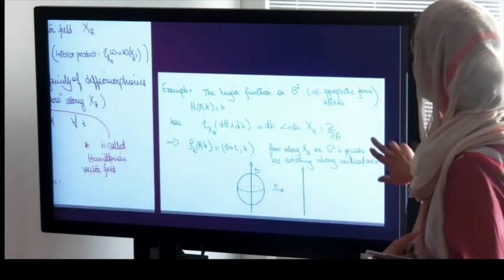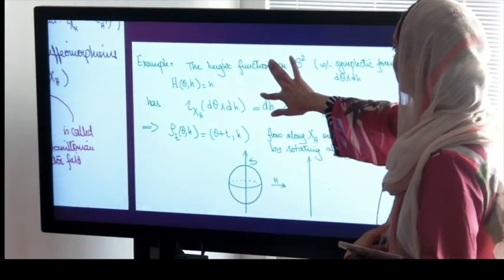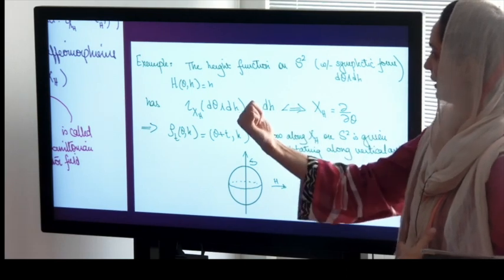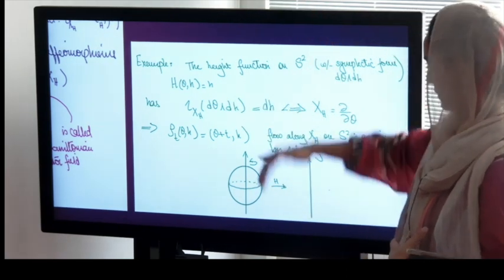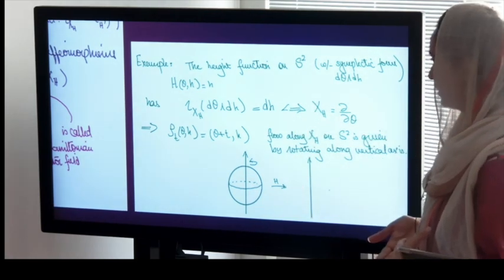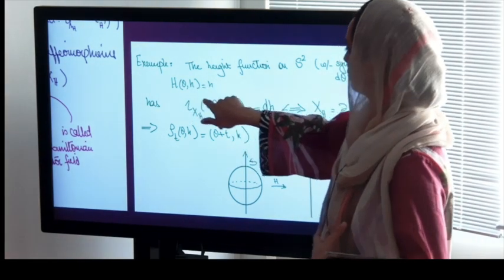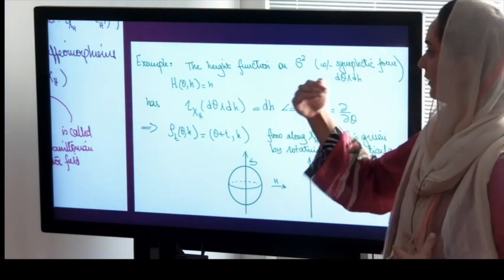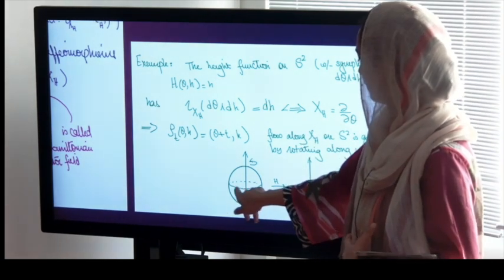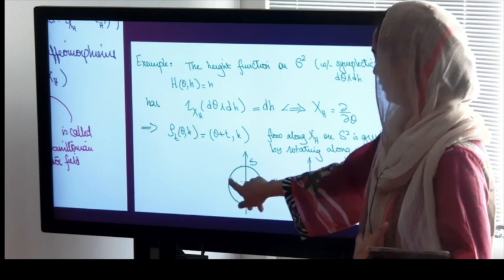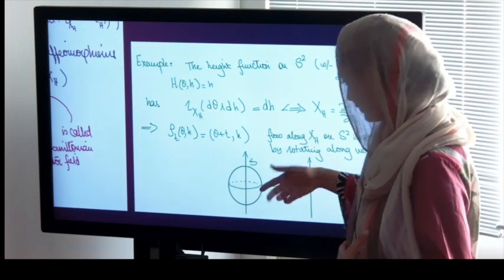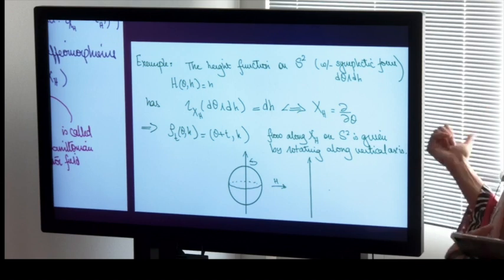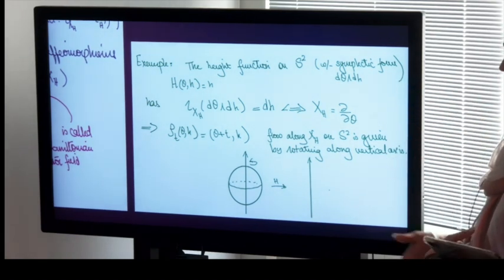Just for an example, we have the height function on S^2 with symplectic form given by d theta wedge dh. So theta is the angle coordinate, and h is the coordinate in the vertical direction. So h of a point on the sphere is given by the height where that point is. For every point, you have a slice of the sphere, and the 2 pi angles are changing, but the h is the same. So for every slice, you have a height.